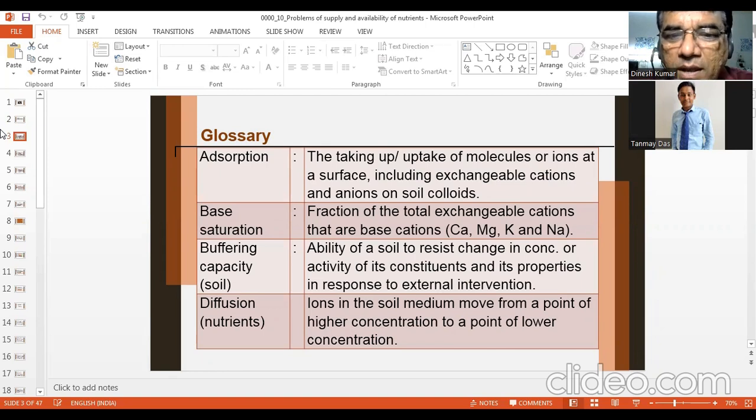Buffering capacity of soil: ability of a soil to resist change in concentration or activity of its constituents and its properties in response to external intervention. That is the broader meaning of buffering capacity of the soil. But sometimes, or rather most times, people write its definition as ability of a soil to resist change in soil pH. So that is the definition of buffering capacity of the soil. This is in broader sense. Diffusion of nutrients. Ions in the soil medium move from a point of higher concentration to a point of lower concentration. That is your diffusion of nutrients.